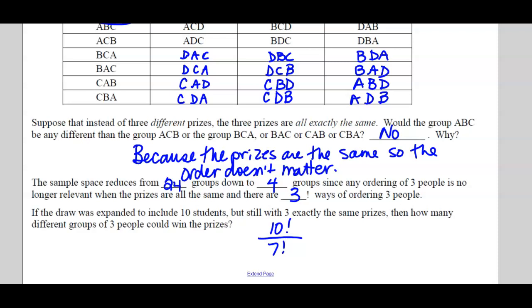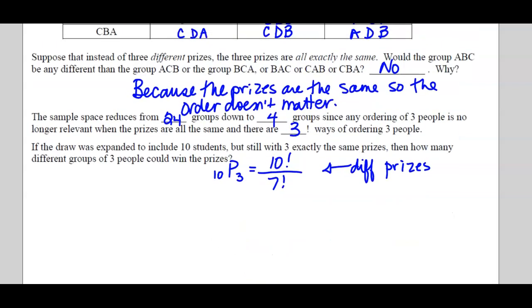Okay, so this is the same as 10P3, right? So this would be for different prizes. Okay. Now, based on this, we had to divide by 3 factorial, the arrangements of each in that group, right? So now we're going to do the same here. So we would take 10P3 divided by 3 factorial, the same as 10 factorial over 7 factorial.